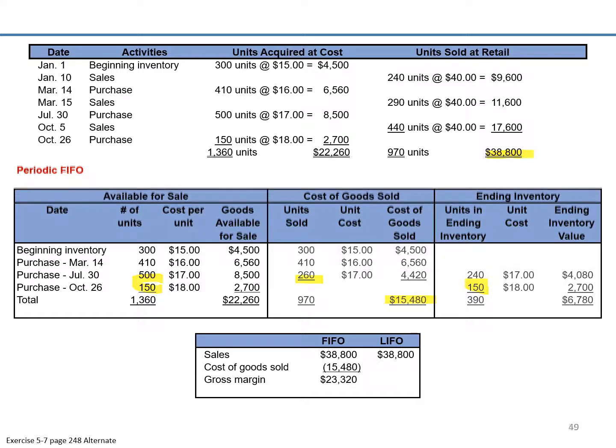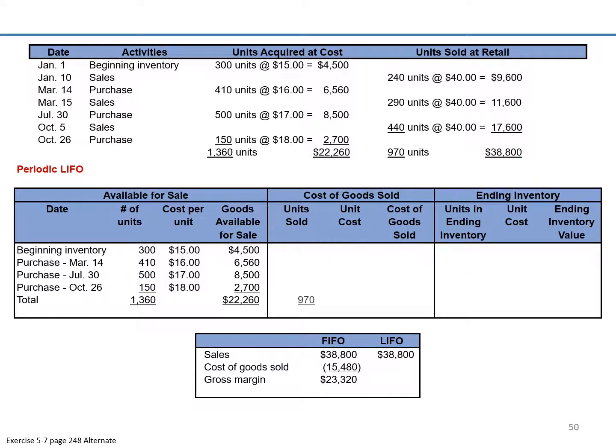Then under the LIFO method, we know we've sold 970 units. So that means we've sold all 150 of our October 26th purchase, all 500 of our July 30th purchase. And how many more do we need to sell to get to a total of 970? 320 of our 410 that we purchased on March 14th. Which means we've got 90 units left, 410 less 320, 90 left. We have all 300 left in our beginning inventory for our total ending inventory units of 390.